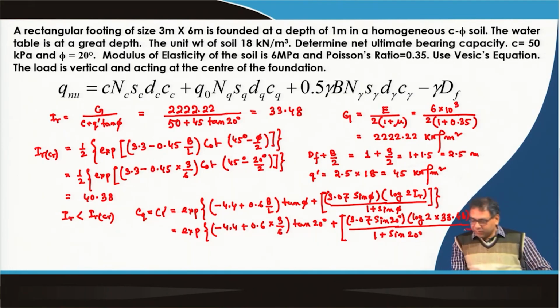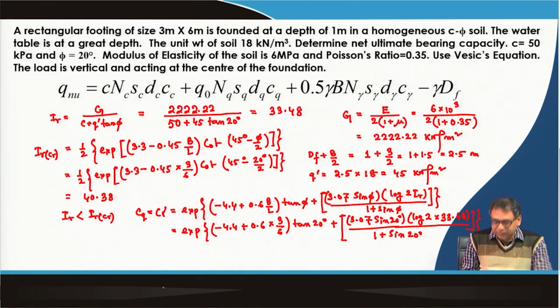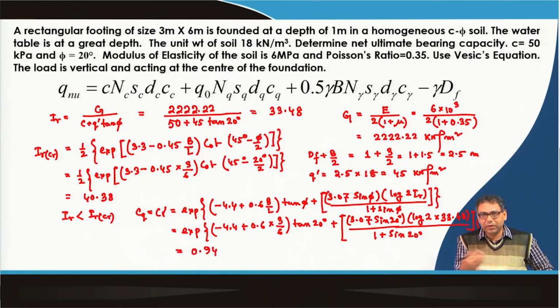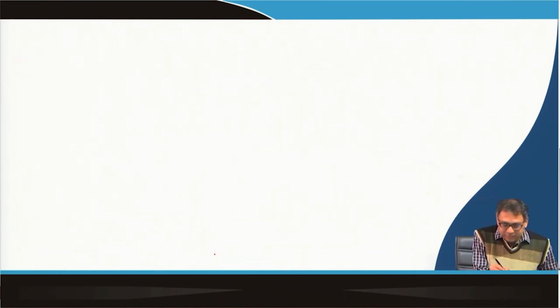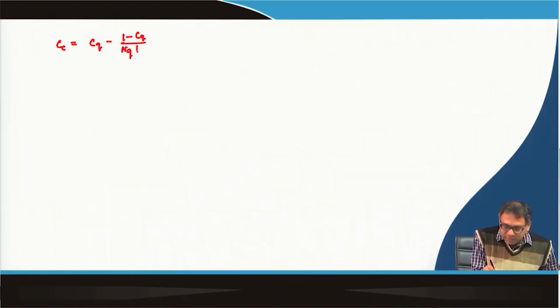Okay. So, this is the values. Finally, it is coming out to be 0.94. As I mentioned, the value will be close to 1. So, it is coming 0.94. Similarly, I can calculate the other factor, that is Cc. So, that is Cq minus 1 by Cq Nq tan phi. Now, it is the basic equation you have to consider.